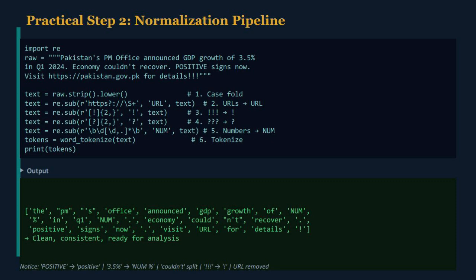The next step, step 6, is tokenize. How will you tokenize it? The final token is equal to word dash tokenize and the step 5 in the parentheses. This normalized token list is now ready for downstream analysis. Every character is in lowercase, numbers are replaced with NUM, the URL is replaced with URL, and multiple exclamation marks are reduced to 1. The text is clean, consistent, and machine readable.